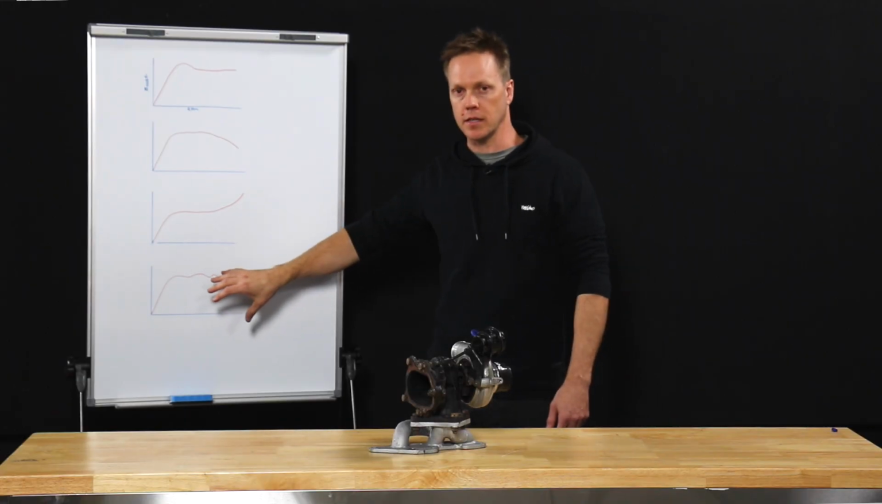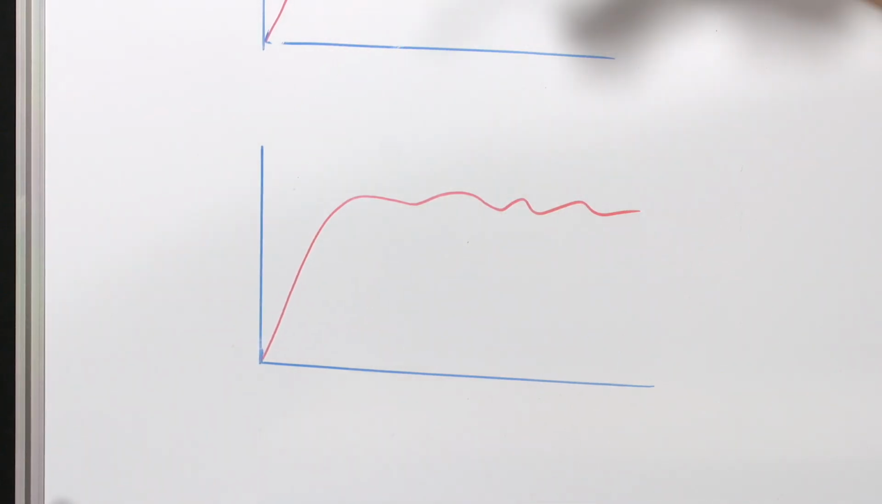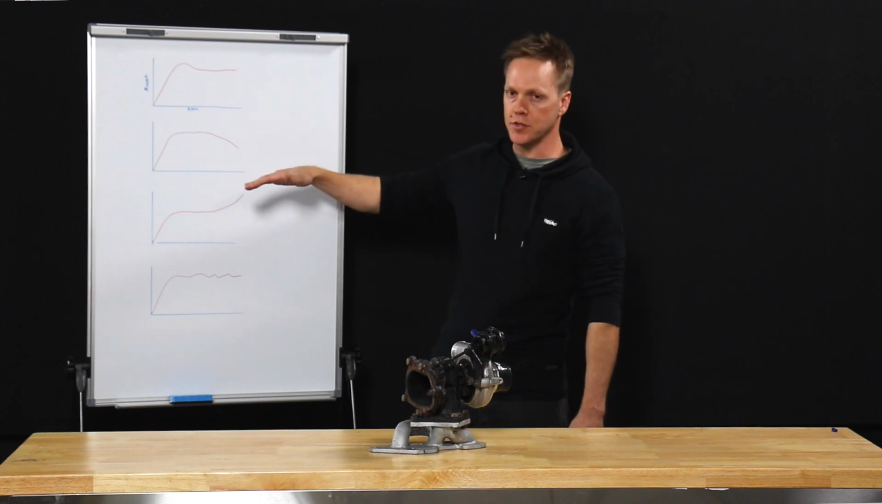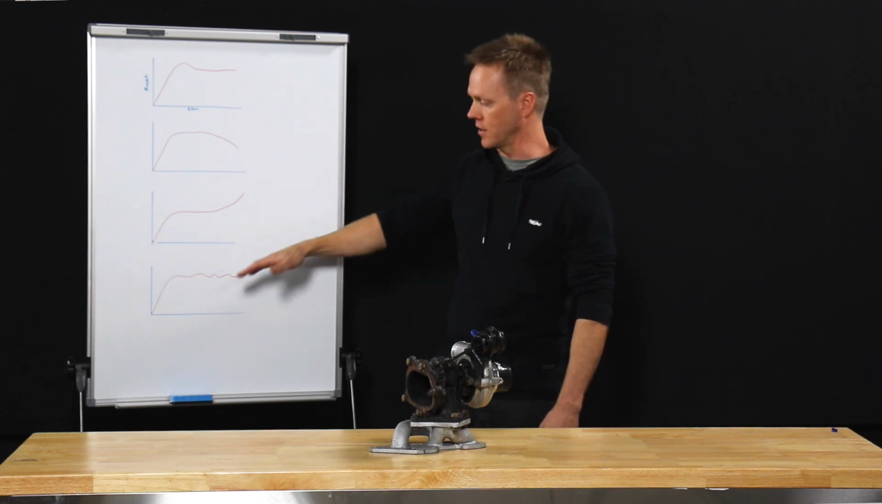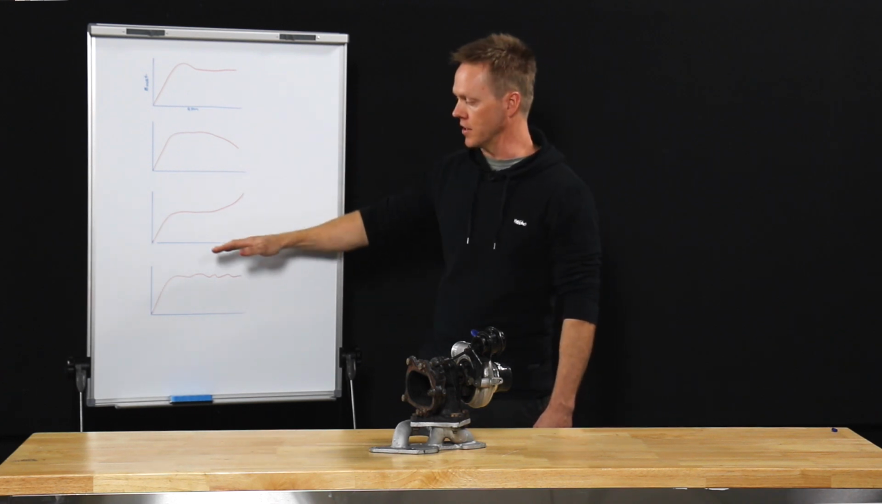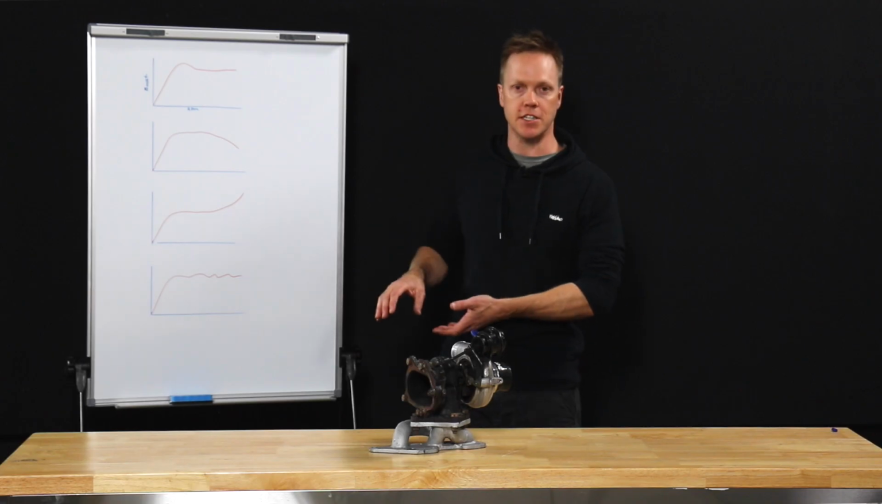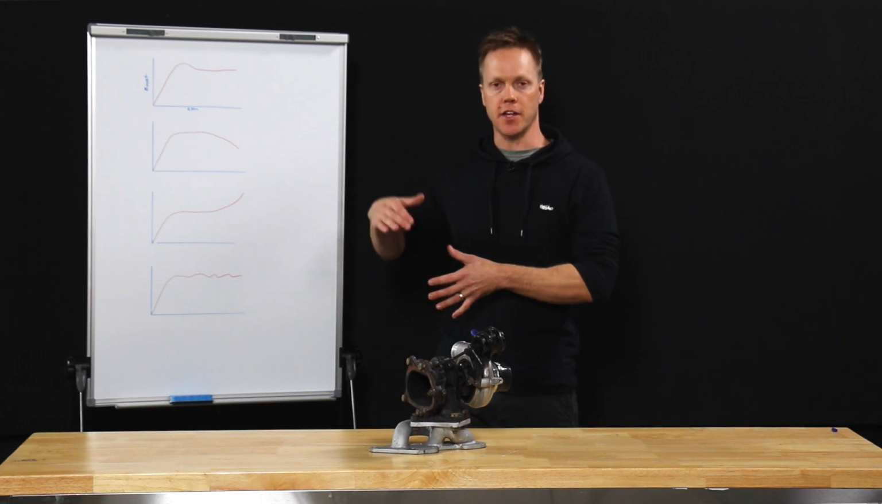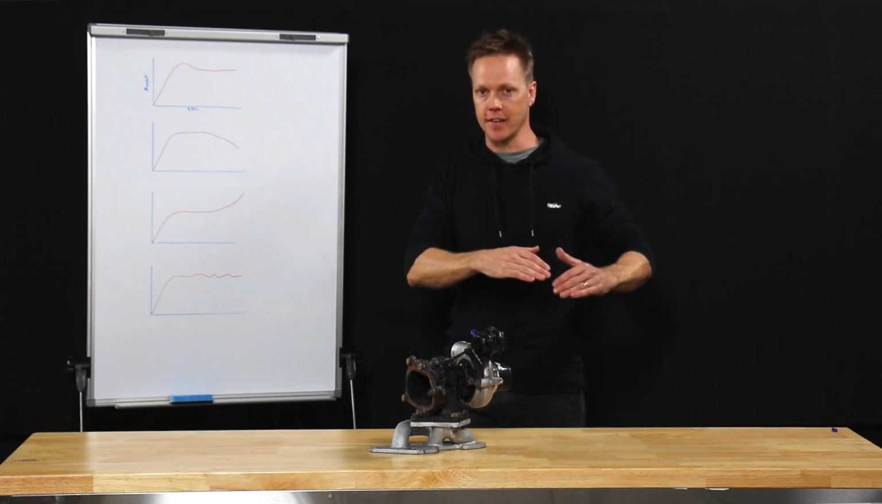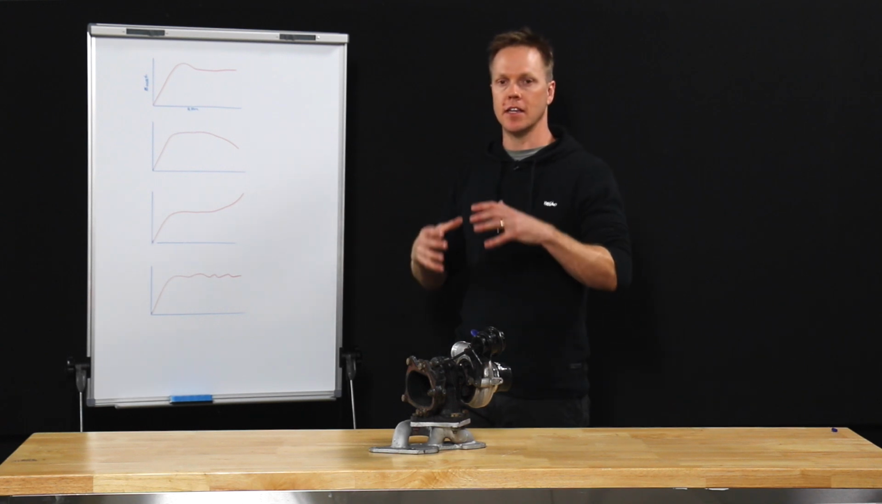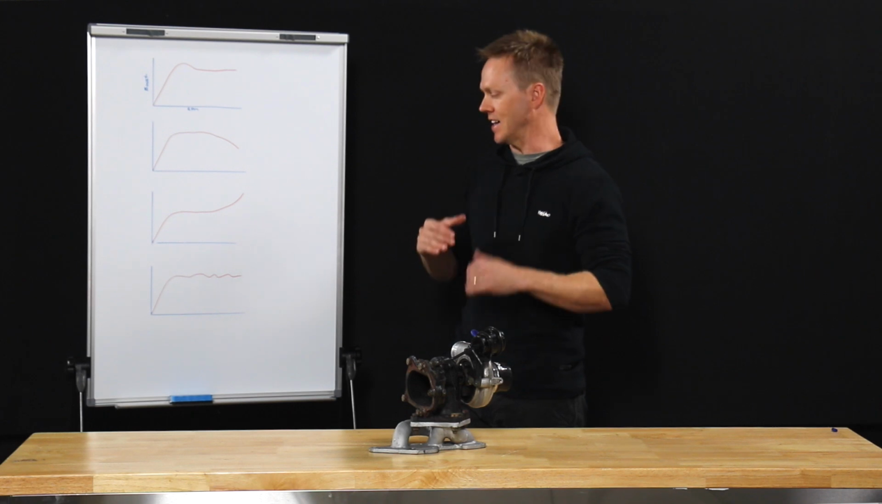Boost instability is a condition where the boost will rise and you'll hit target boost, but then it may start to oscillate and you can actually hear it as a fluttering, surging kind of sound. The last one, not shown here, is boost variations, where on one occasion you might hit target boost, the next time you might come in under target, or go over target. You're never quite sure whether it's going to hit target boost or not.